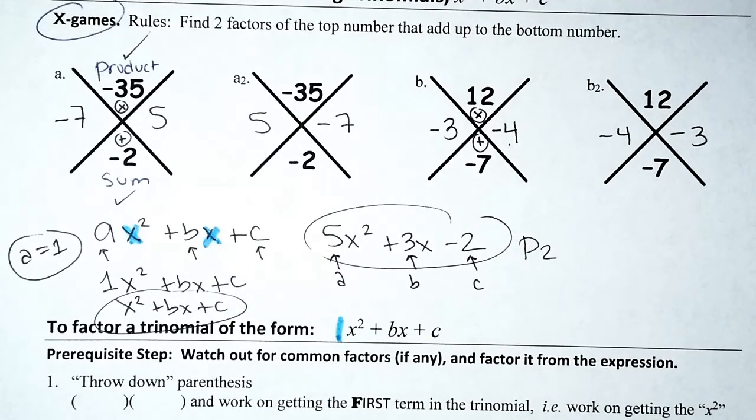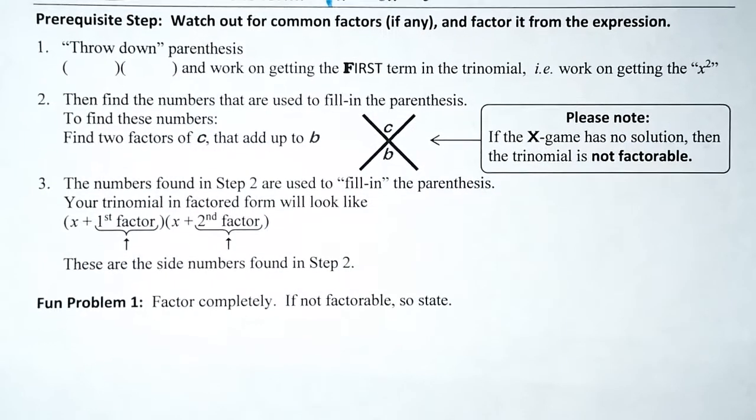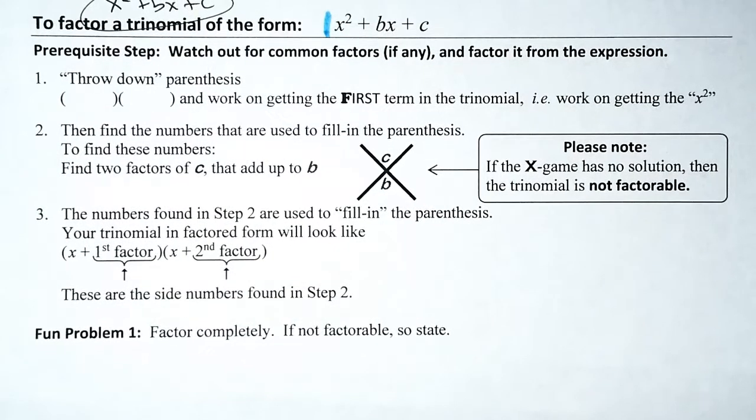So we have lots of guidelines right here, but as always, I'd rather walk you through them. That's like a tongue twister for me. I need to minimize how many words I say. So fun problem number 1 is going to be our only set of problems, and then we'll do 8 problems for fun. It says factor completely, and if not factorable, so state.